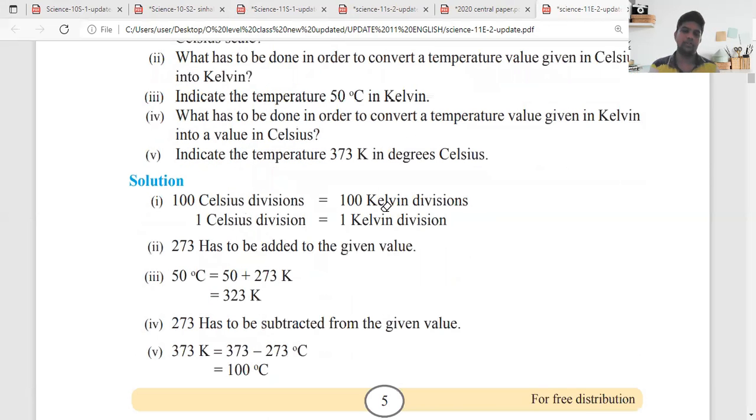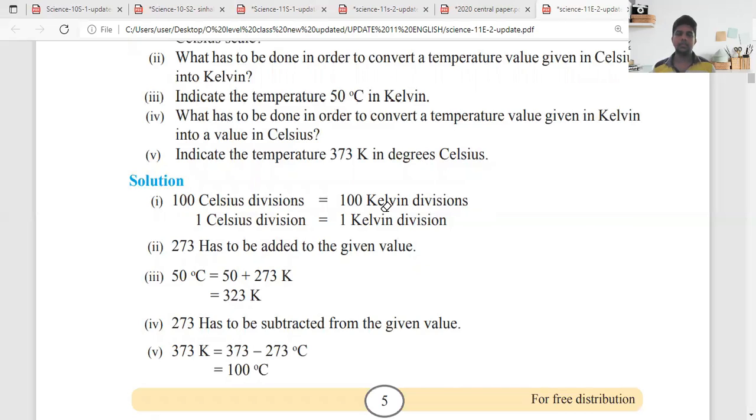So what do you want to do? You have to subtract 273 from the Kelvin value. Then you can take the Celsius value. Write down the rule, write down the answer.